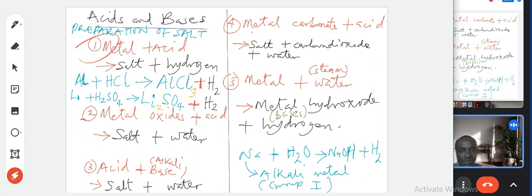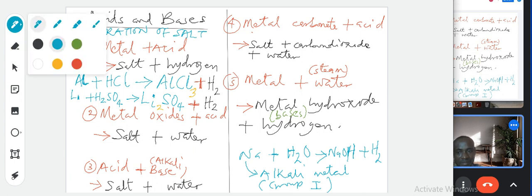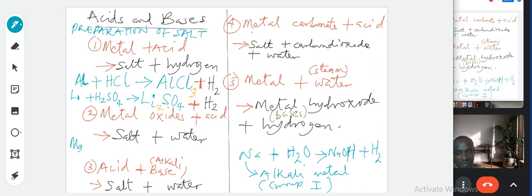The second rule is what? Metal oxides plus acid is salt and water. Salt plus water, so something plus H2O. Can I give an example? Give me an example of a metal oxide. Aluminium oxide. Good. Magnesium oxide.